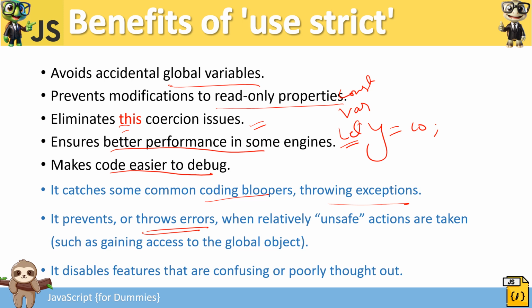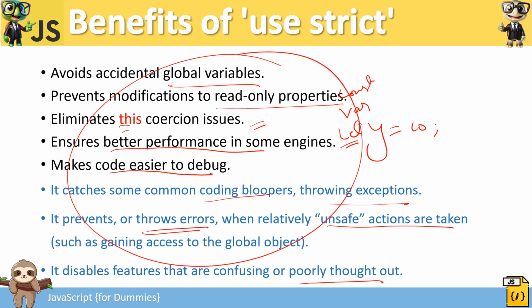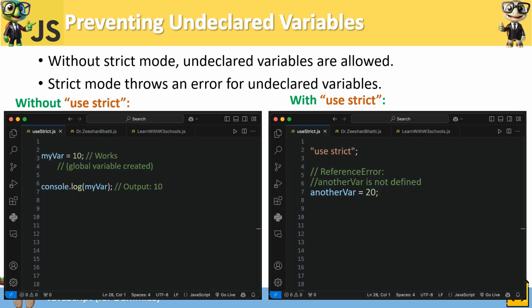So when relatively unsafe actions are taken, such as gaining access to a global object, it disables features that are confusing or poorly thought out. So that's the major benefit. In a nutshell, it means your code is more correct, more accurate, more as per standard. How do we use it? Preventing undeclared variables.